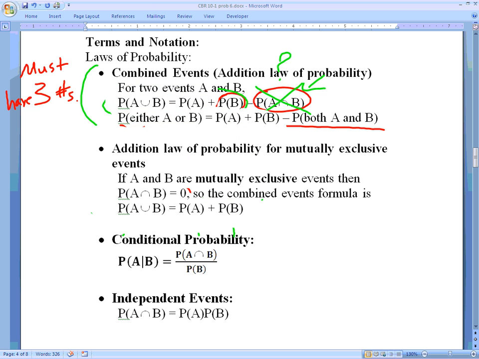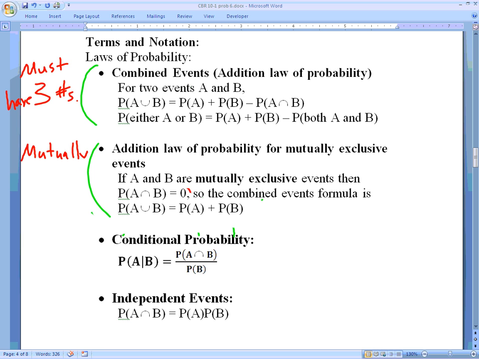So once again, the original combined events formula, you could only use when you have at least 3 of those values. For the mutually exclusive, it's self-titled. You must know that they're mutually exclusive. You can't use this unless they are mutually exclusive. And usually they'll tell you that, or they'll give you enough information that you can figure it out. Conditional probability, we've talked about that. Again, the key word here is usually given or something like that.